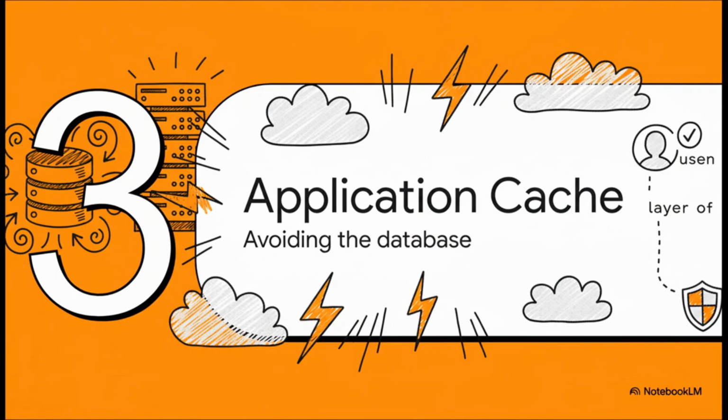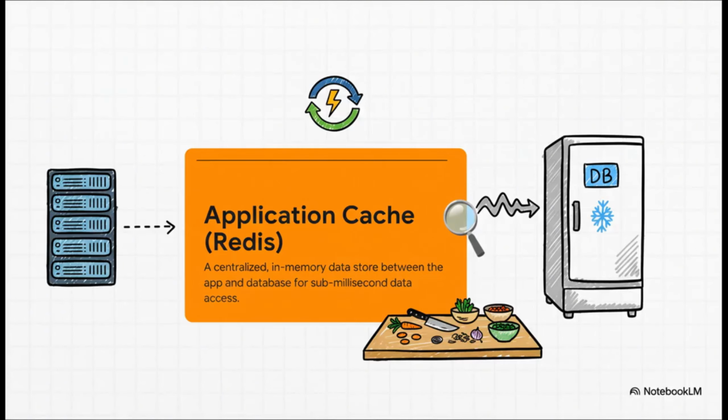Okay, so we've cached our static files close to the user. But what about all the dynamic data, the stuff that lives in a database? To speed that up, we have to turn to our final layer of defense, the application cache. This is where tools like Redis really shine.